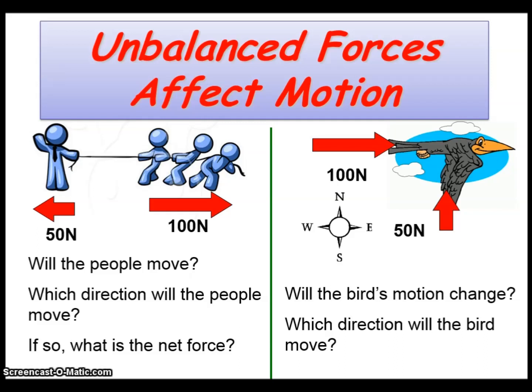If you look at the first picture, there is one person pulling at 50 newtons of force, and 3 people on the right pulling at 100 newtons of force. These two forces are unbalanced and should cause a change in the motion. Looking at the picture on the right, you have a force of 100 newtons of the bird and an upward force of 50 newtons. Again, these forces are not equal and therefore are unbalanced and will cause a change in the motion.